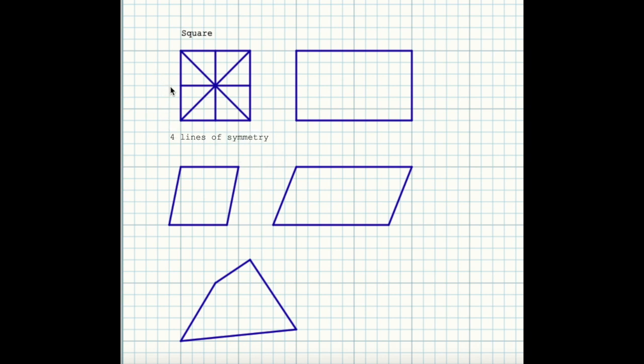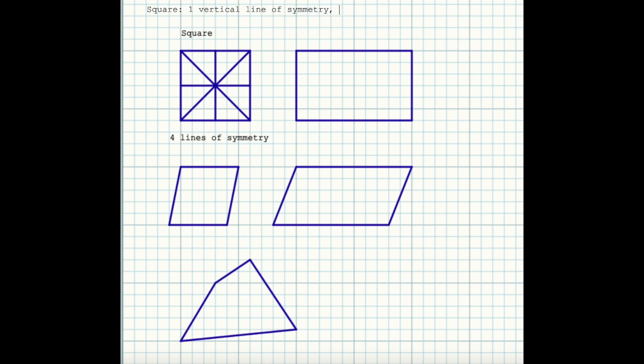It has a horizontal line of symmetry. It has a vertical line of symmetry. And it has 2 diagonal lines of symmetry. So I'm actually going to come over here and I'm going to write that. A square has 1 vertical line of symmetry.